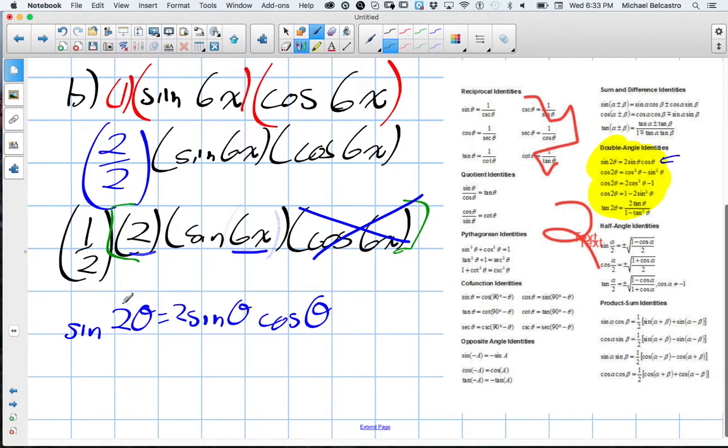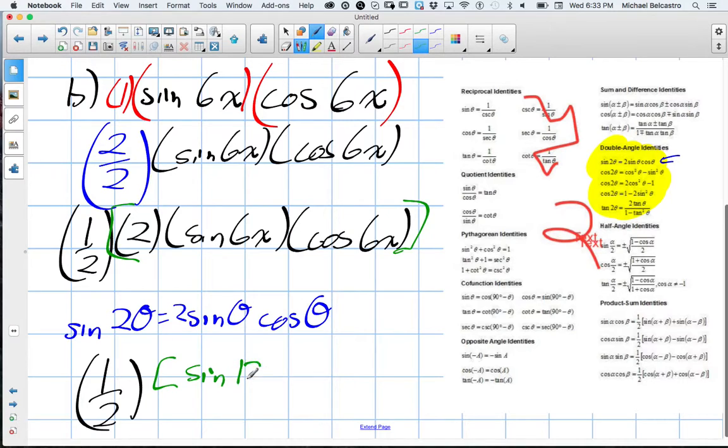It's gone now. So this half still exists. We haven't done anything with the half, and we're now left with, we'll write it in green, yes, sine 12x as our answer.